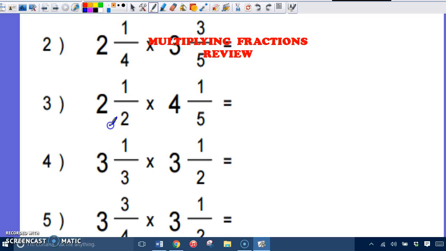So number 3, 2 times 2 is 4, plus 1 is 5. That was supposed to be a plus sign, but you get it. 5 over 2. 4 times 5 is 20, plus 1 is 21 over 5. I'm going to reduce diagonally first.